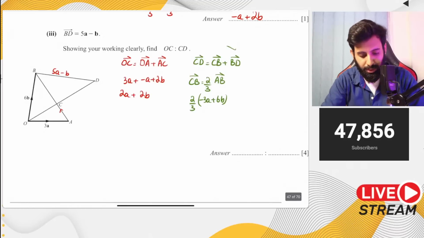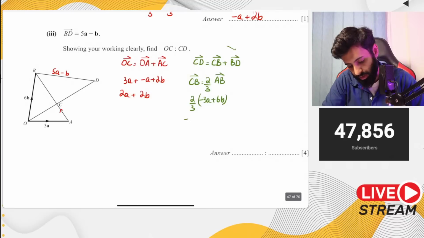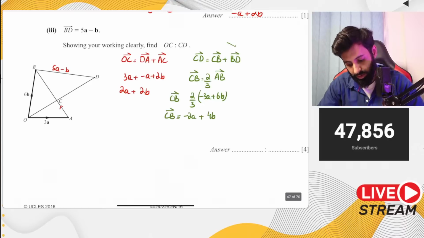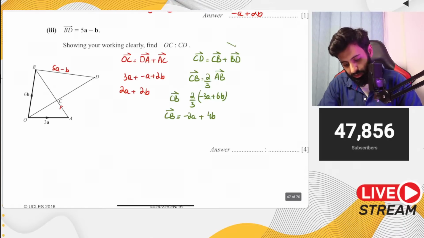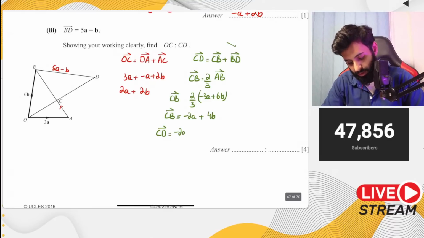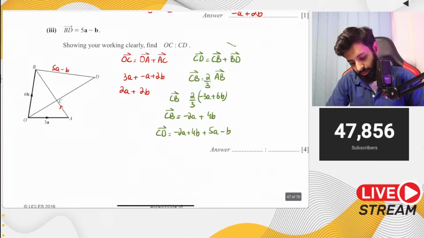So let's simplify this. It's paper 2, so let's take advantage of it. 2/3 into minus 3 is going to be minus 2a. Here I'm simplifying CB. Then minus 2a plus 2/3 into 6, which is equal to 4b. So we have CB. Now that is good enough for us to find CD, which is equal to CB, that's minus 2a plus 4b, plus BD, which is 5a minus b. So minus 2a plus 5a is positive 3a, and 4b minus b is 3b. So here we have CD.